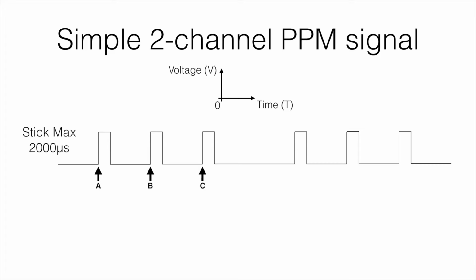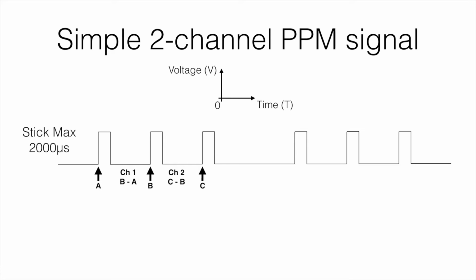So if you wanted to calculate the value of channel 1, you will simply take the timestamp B and take away the timestamp A from it, and you'll get channel 1. The same you can do for channel 2, but this time you will have the timestamp C first, and then you will take away the timestamp at B.